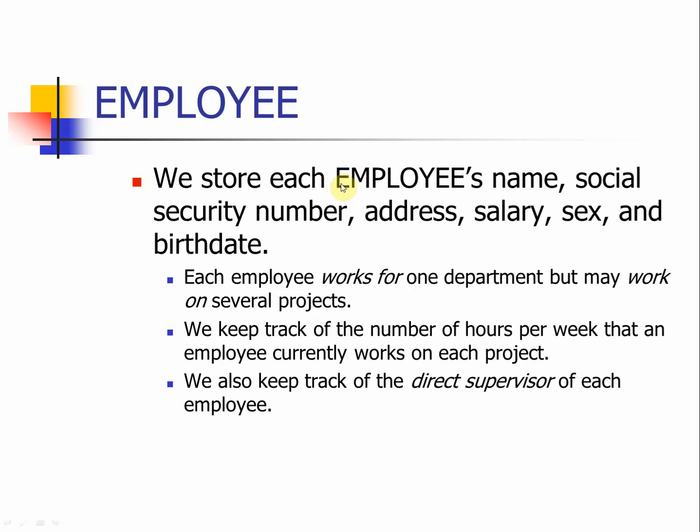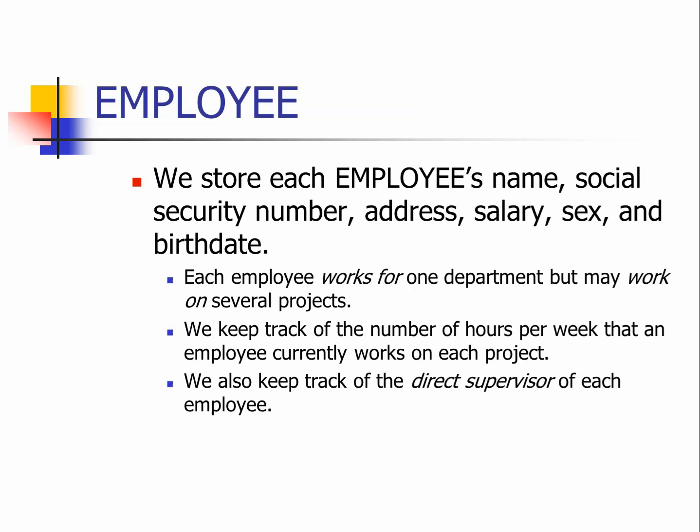As I mentioned earlier, employee will have all the attributes: the name, social security number underlined, address, salary, sex, and birthday. Now let's handle the special things over here. Each employee works for one department. So obviously, by this first sentence, you will have an attribute of the department. Then you will work on several projects. At this moment, it's pretty easy so that you can create a multi-value attribute of the projects, indicating what projects they have been working on.